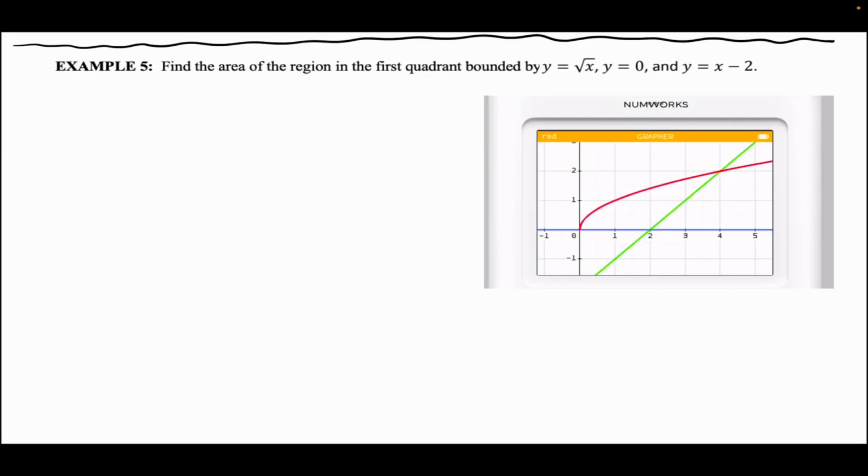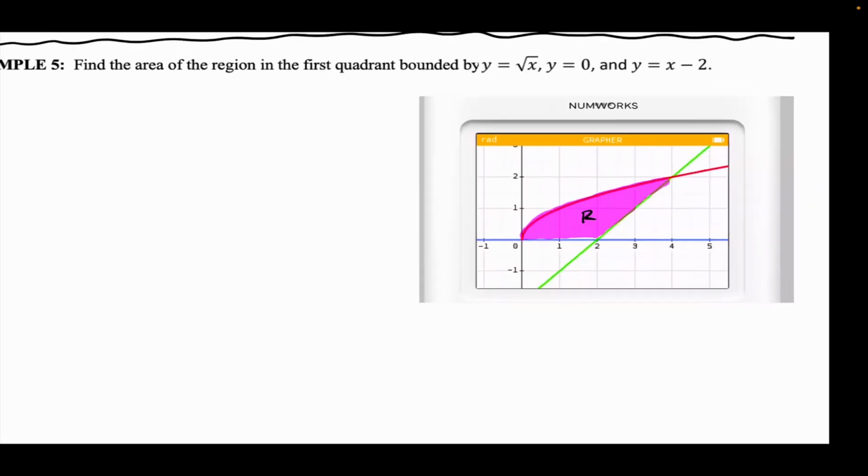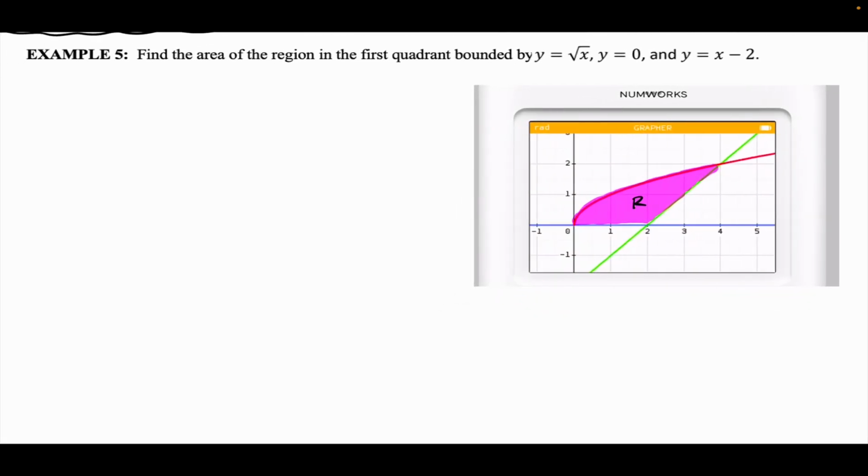Okay, so this is what we're looking at. So we want the first quadrant. The first quadrant is this area right here. That's R. It's where X is positive and Y is positive. So we got to find the area of R there.